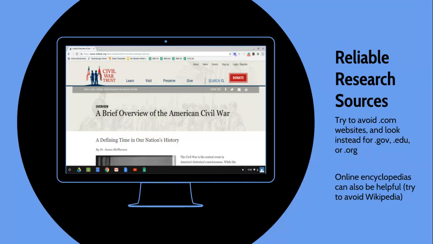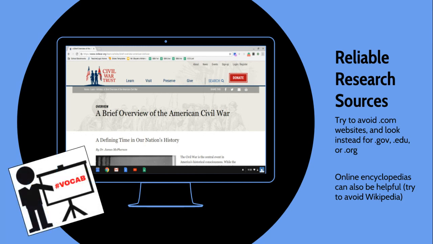Now, the importance of using reliable research sources can't be stated enough. And when you're doing your research, you want to try to avoid using .com websites. And the reason for this is that these websites are often run by businesses. There can be a lot of bias or even inaccurate information on them. So instead, look to use .gov, .edu, or .org websites. This will really help minimize the chance that you will find information that is inaccurate.